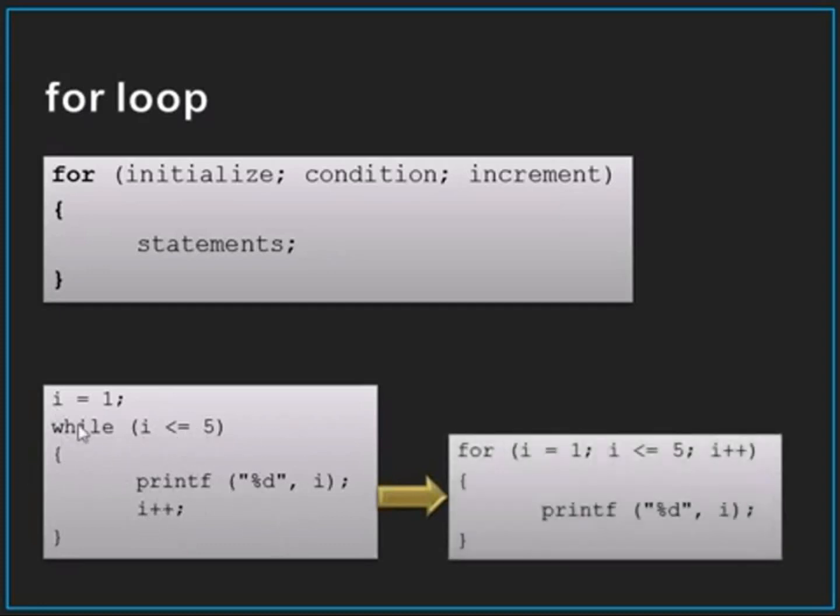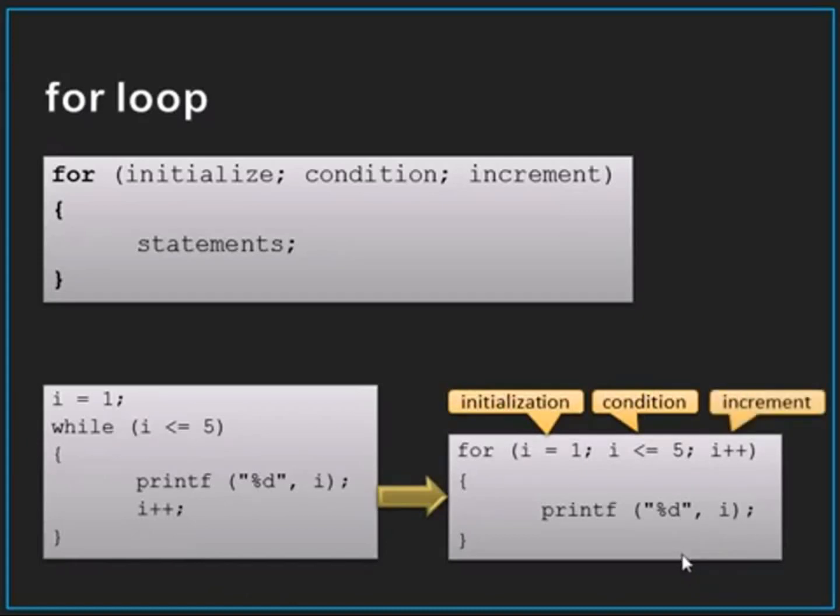So we have clubbed this in the for loop. For initialize i equals 1, then check the condition: is i less than or equal to 5? If yes, print %d, i, print the value of i. And then this i++ has gone here in the increment part. So i equals 1 is initialization, this is the condition, and i++ is the increment.